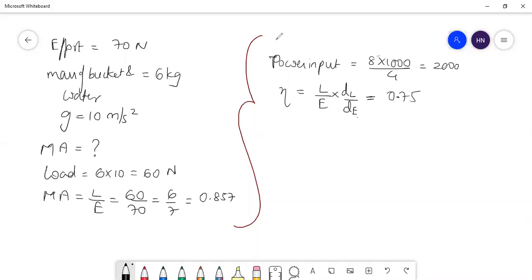And then we can find the displacement of load, which will be displacement of effort by the velocity ratio, which will be 3 into 8 by 20, which will be 1.2 meters. Yeah, correct. So that's the 8 meter height to which the load is raised. Yes, sir.